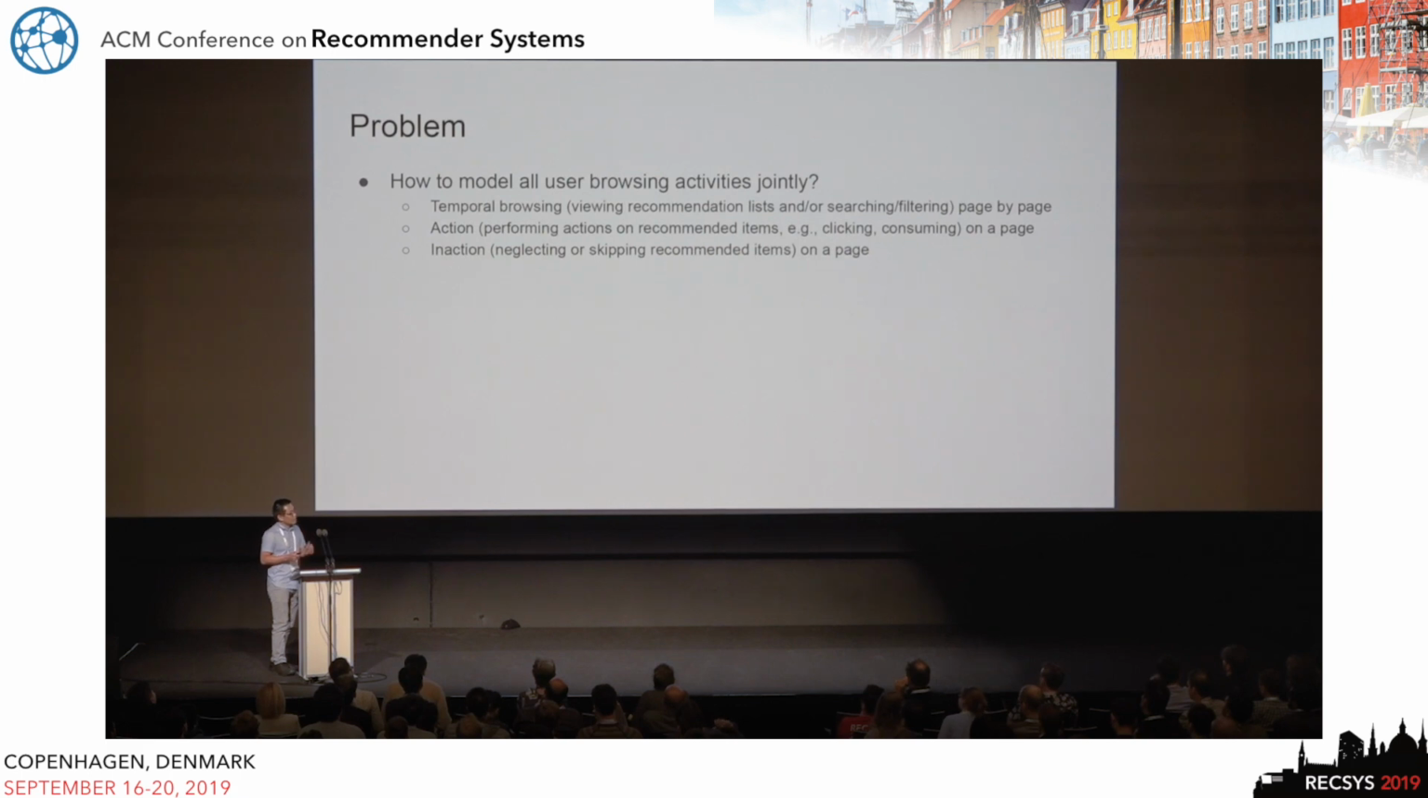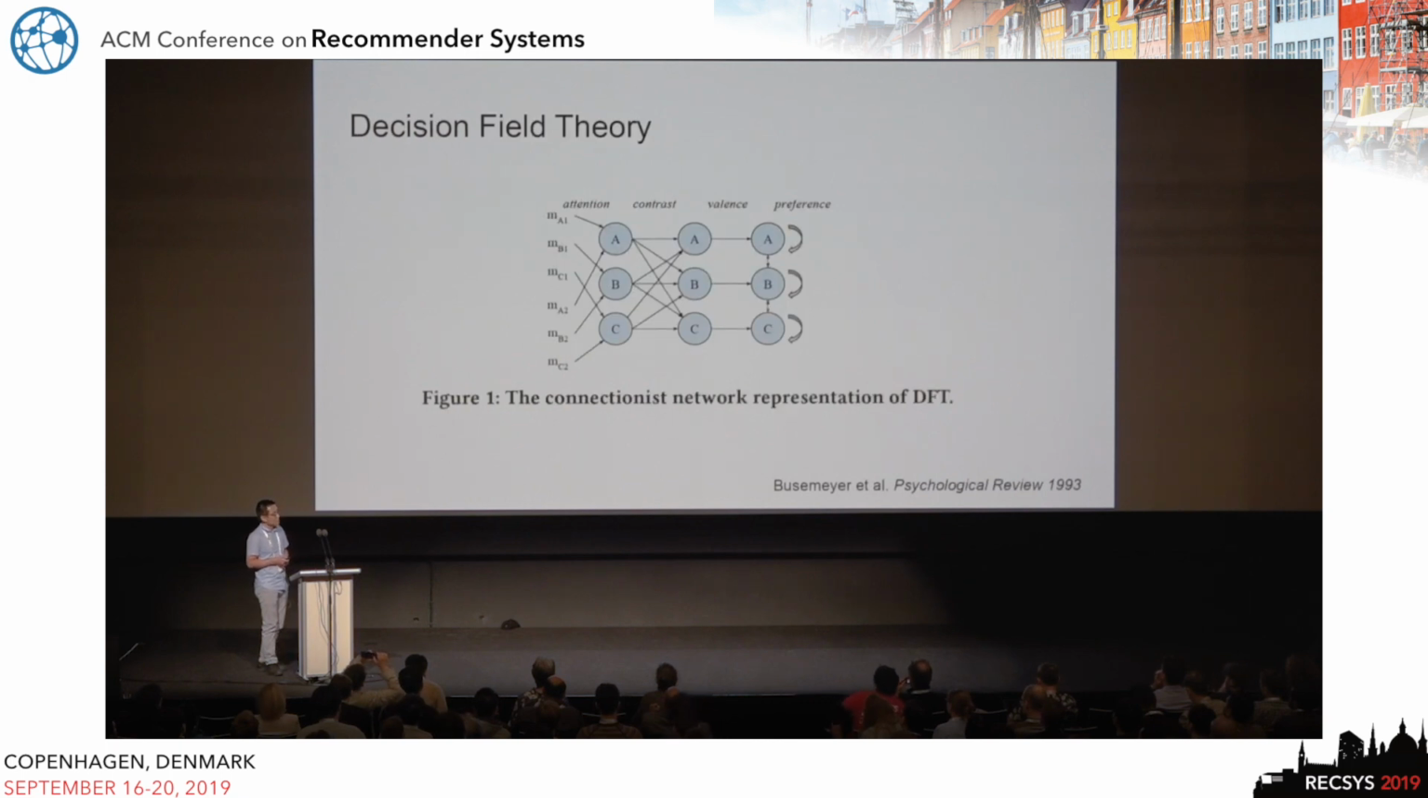So that leads to the key modeling problem that we try to address, that is, how to model all user interactions, taking into account temporal browsing page by page, action items, and inaction items. We draw some inspiration for a model from the psychology literature. If you look there, you might find this theory, decision field theory. This theory, shown here as a connectionist network representation, describes the mental process that happens in a person's mind when faced with multiple options to make a decision.